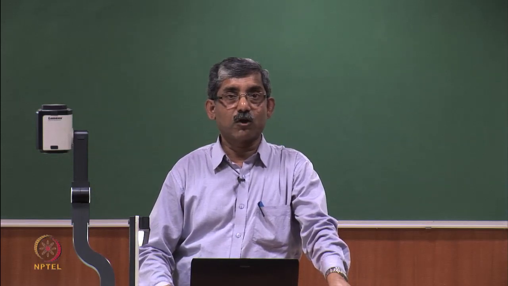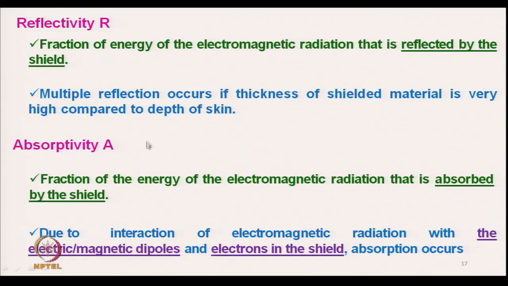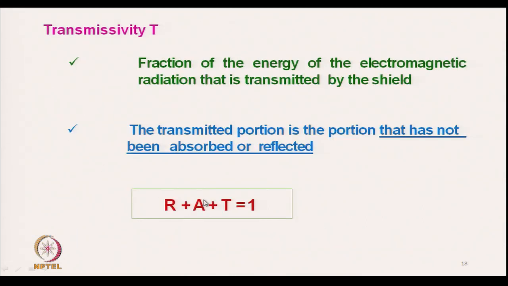The next term is absorptivity, which is expressed as A, that is the fraction of energy of electromagnetic radiation that is absorbed by the shield material. So, that we can get the absorptivity of the material. Due to interaction of electromagnetic radiation with the electric and magnetic dipoles and electrons in the shield, the absorption occurs. So, absorptivity we can measure.